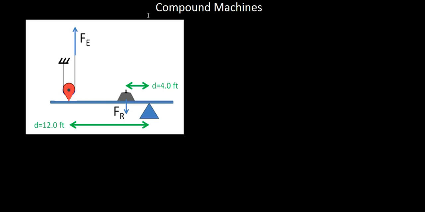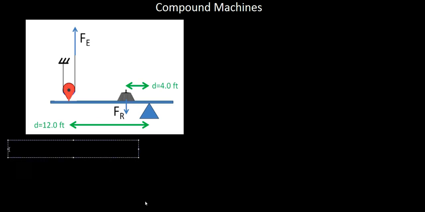Let's go ahead and try an example of compound machine math. So let's look at this example here. If we look at it, we can see very clearly the effort force is applied over here on this movable pulley. And this movable pulley is lifting up this second class lever here. And it's a second class lever because the effort force of the pulley is being applied on the outside of the fulcrum to the FR.